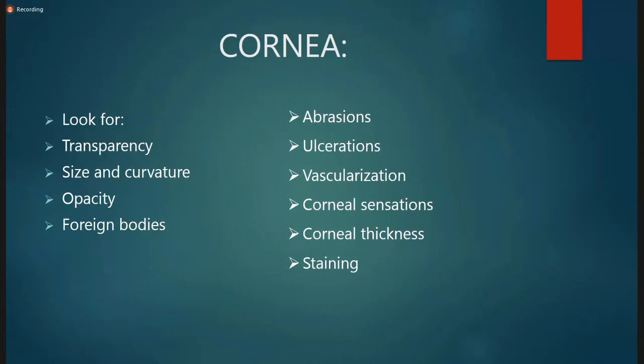Less than 10 millimeters is known as microcornea. Less than 10 is microcornea, 10 to 12 is normal. More than 12 in infants is known as macrocornea. More than 13 in adults is also known as macrocornea. Normally the cornea is rounded and curved, but if it is conical in shape, that is known as conical cornea or keratoconus.